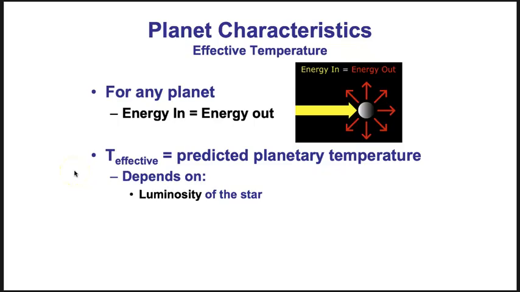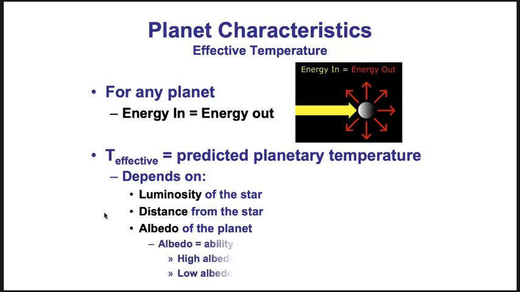If the star is brighter, it's going to heat up the planet more. It depends on the distance between the planet and the star. If the planet is farther away from the star, then the planet should be cooler. And it also depends on the albedo of the planet. What is that? That's something we haven't talked about before.